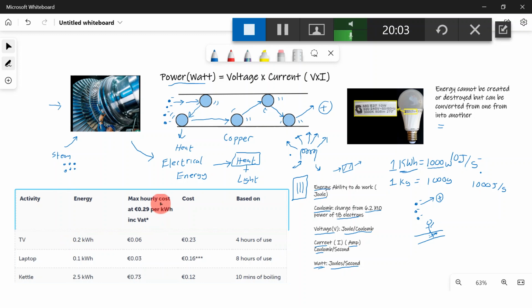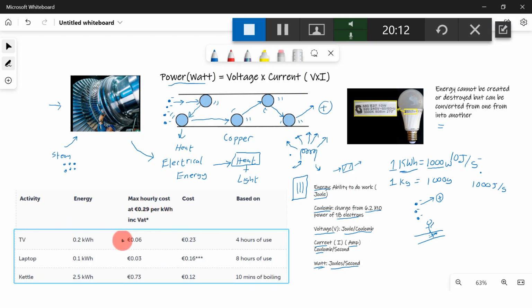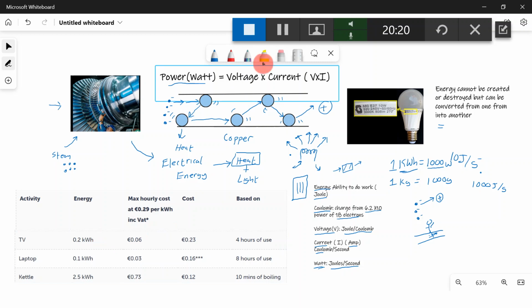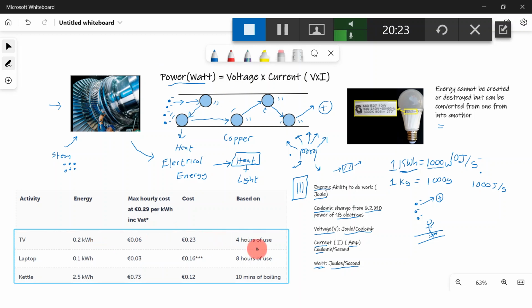So when I looked this up, electricity was costing roughly about 29 cent per kilowatt hour. If you were to take, for example, a TV, it takes about 0.2 kilowatt hours. So if you were to run a TV for 4 hours, it's costing 23 cent. So it costs about 6 cents per hour. And that's just for a TV every single day. Imagine if you might be using it for more than 4 hours.